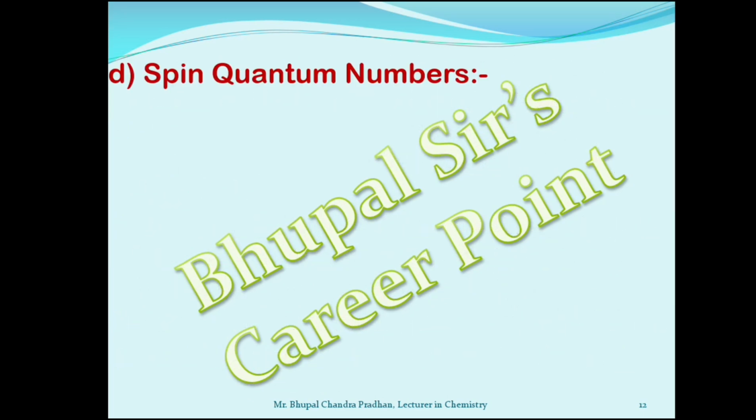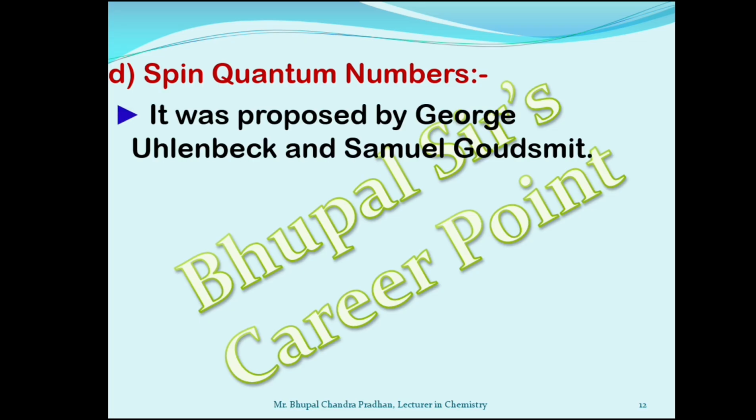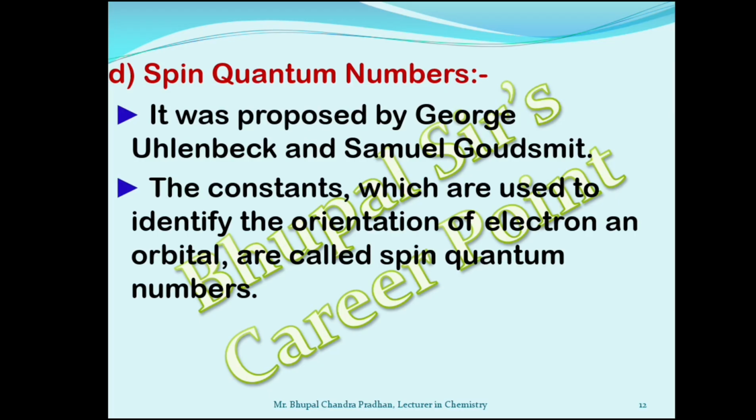Now, compare the fourth quantum number, that is the spin quantum number. It was proposed by Uhlenbeck and Goudsmit. The constant which is used to identify the orientation of an electron in an orbital is called the spin quantum number.